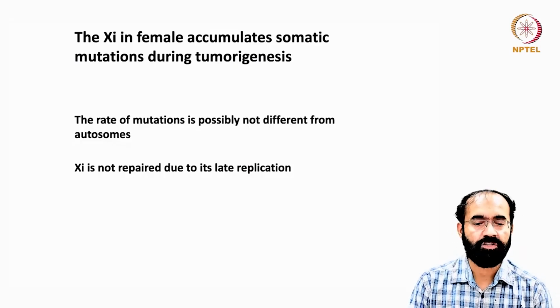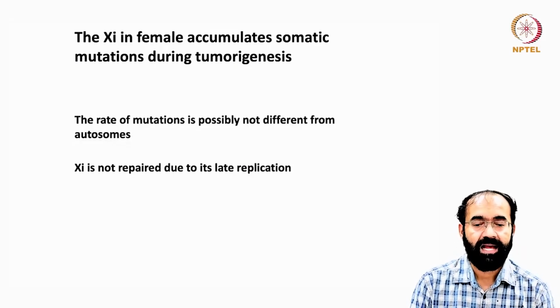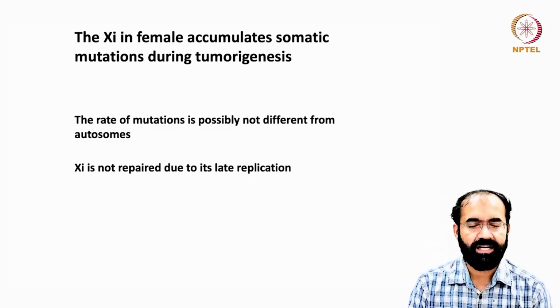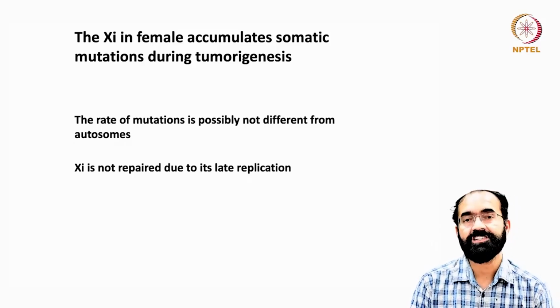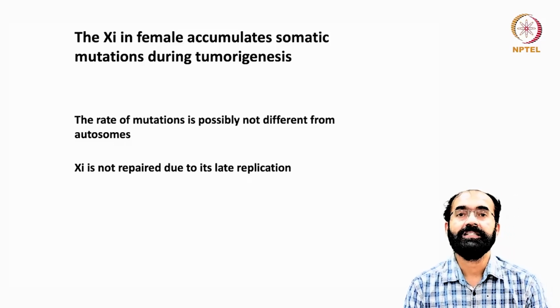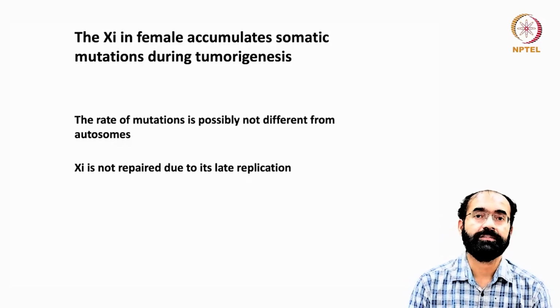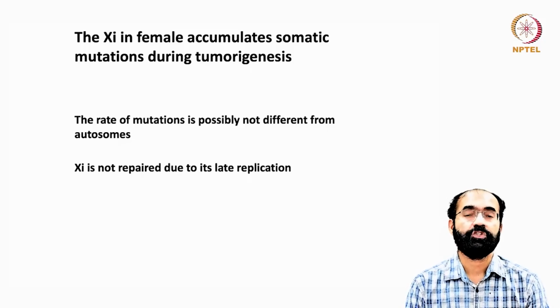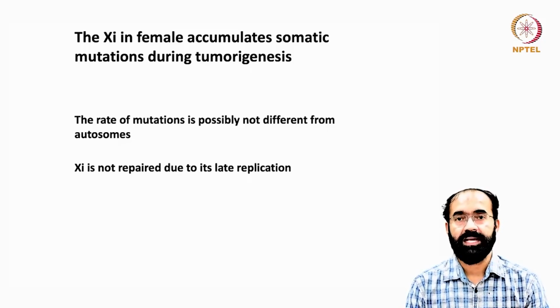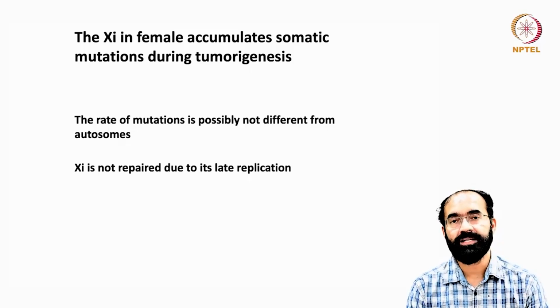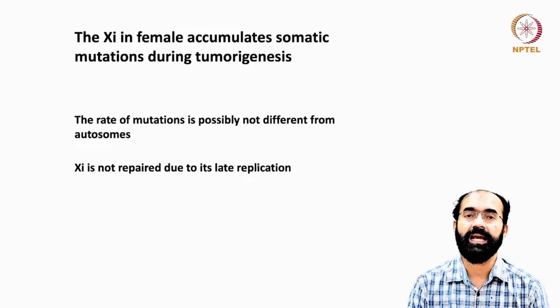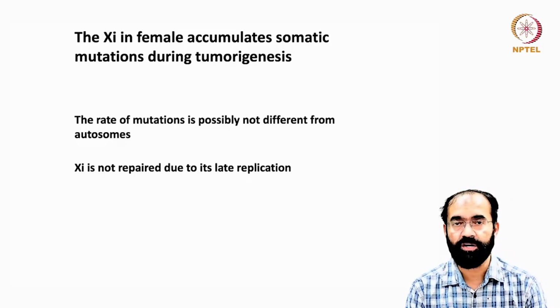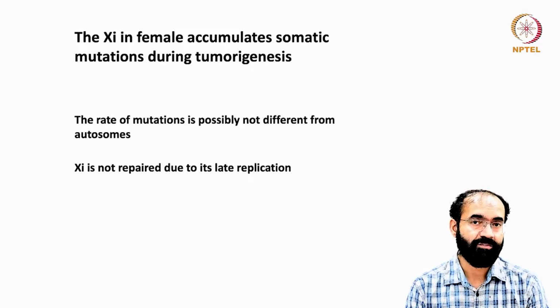So the inactive X chromosome in female accumulates somatic mutations during tumorigenesis. We kind of know the reason, because of the high level of compaction of this chromosome, it takes a lot of time to unpack it, and because of this, it is towards the end of S phase, the synthetic phase, that is the phase where DNA replication takes place. That is the phase where any error in the DNA replication has to be monitored. Everything happens in that phase.